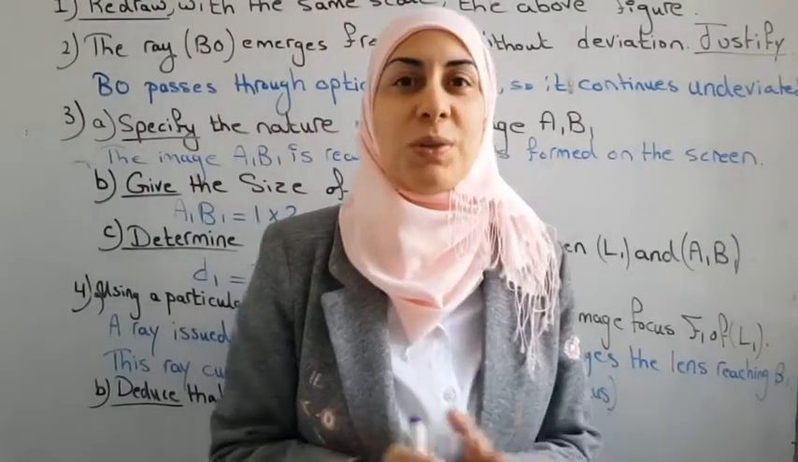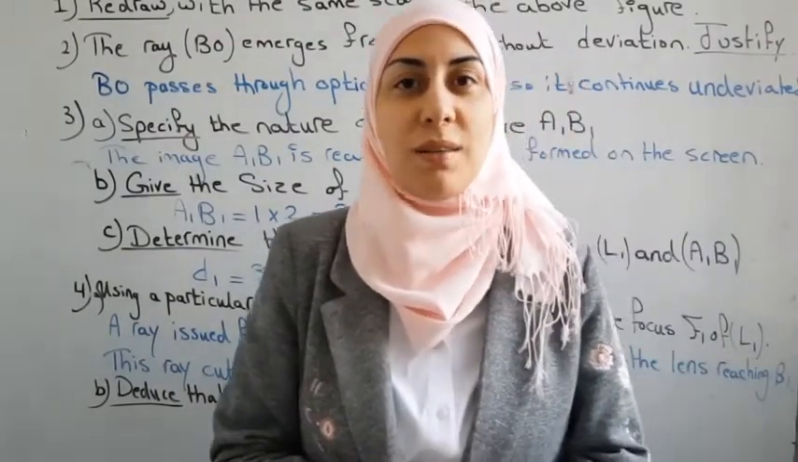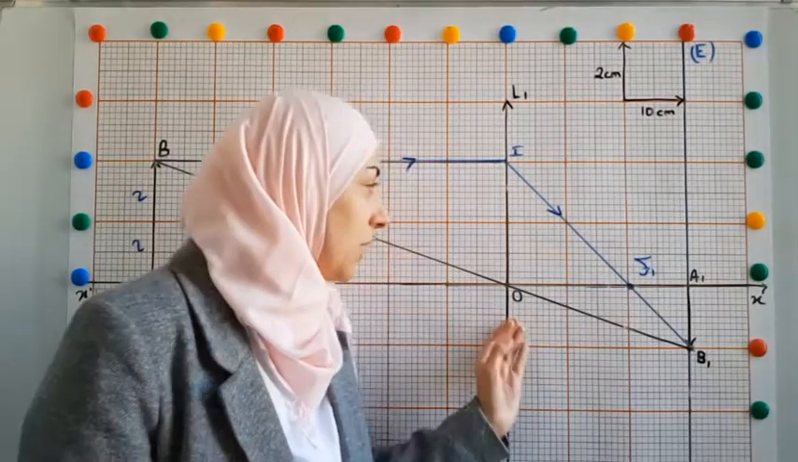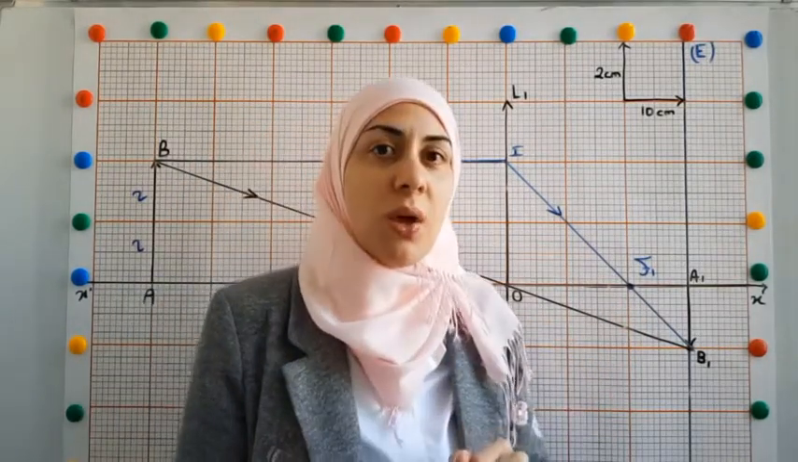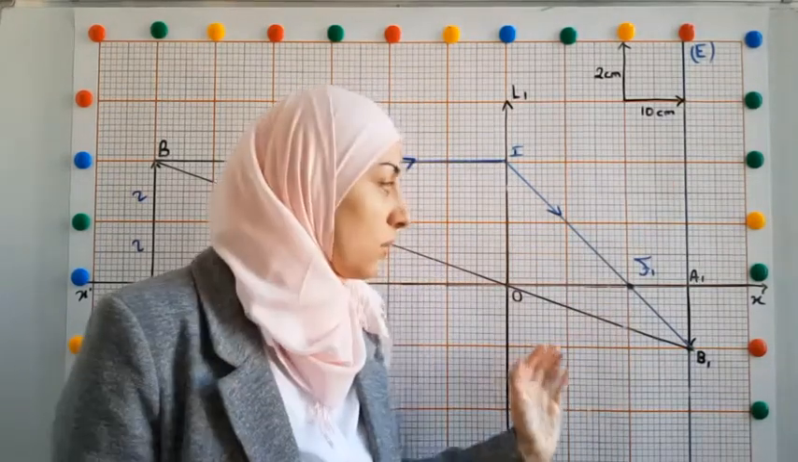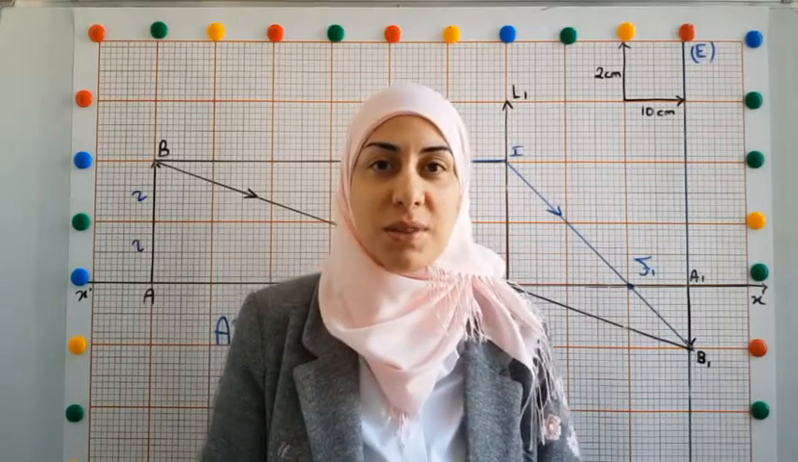In this part, we want to deduce that the focal length of the converging lens equals 20 centimeters. Let's go back to the figure. The focal length is the distance between O and F1. It is represented by 2 centimeters on the graph, and on the x-axis we have a scale of 10 centimeters, so 2 times 10, the focal length F equals 20 centimeters.